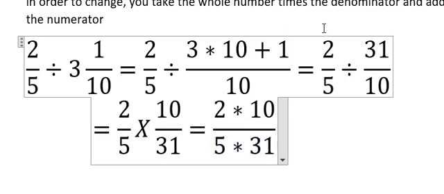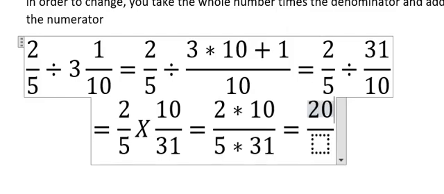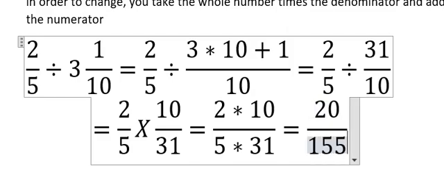Okay, so then we're going to have another equal sign, another fraction. 2 times 10, I already know that one, that is 20. 5 times 31, I'm not quite sure about that one, so let me calculate it really quick. That would be 155. You can check in your calculator and make sure I did that right. I'm pretty sure I did it in my head correctly.